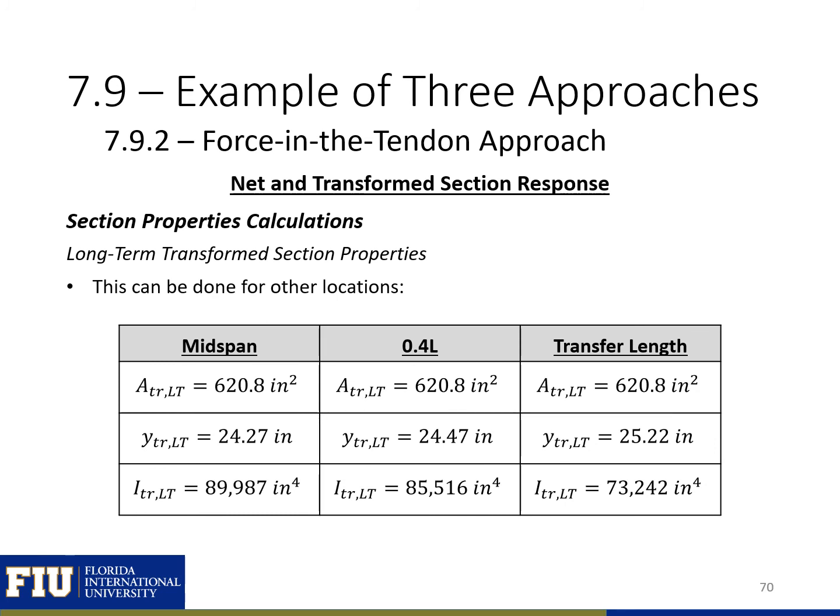Finally, we need to calculate our long-term transform section properties at the three locations where we're going to check our stresses. Note that these properties are going to change in this example at the different locations because we have harped strands. If you have straight strands and you don't have any debonding, then your section properties will be the same along the length of the beam.